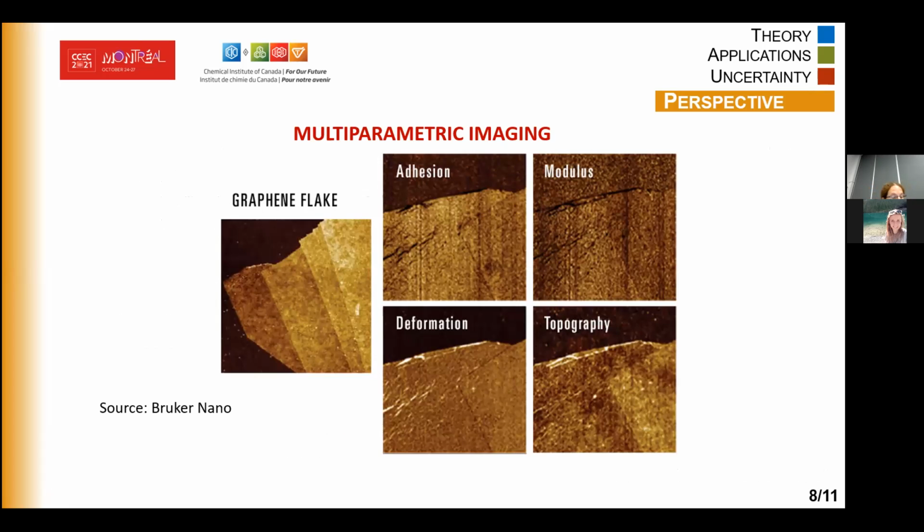So what is the outlook for AFM going forward? First is the increasing use of AFM for multi-parametric imaging, where notably nanomechanical, but also electrical properties of a sample surface are directly correlated with its topography, as shown here for a graphene sample.